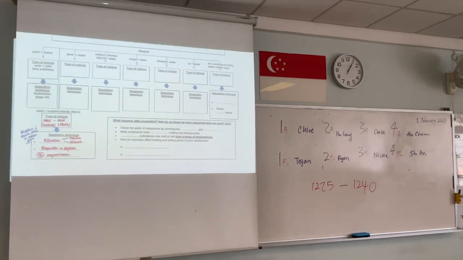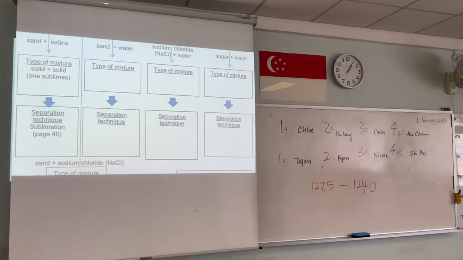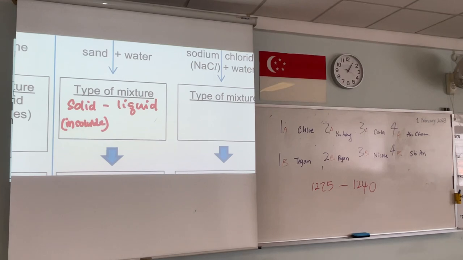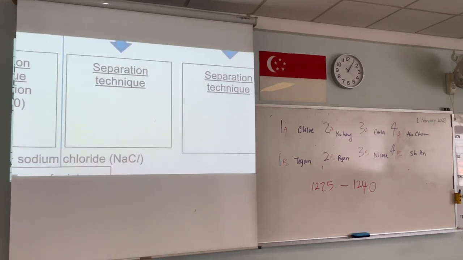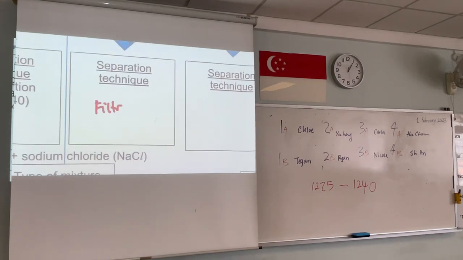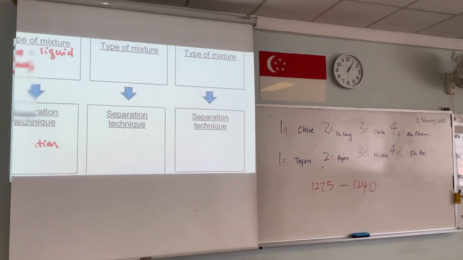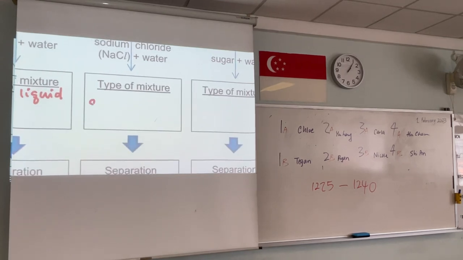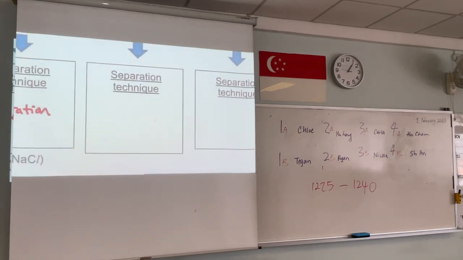Now let's move on to the next type of mixture, sand and water. Sand and water is a type of what kind of mixture? And what is so special about this solid? Insoluble. Good. Very simple, straightforward method to separate. Insoluble solid with a liquid, you will use? Filtration. Loud and clear. Next, sodium chloride and water. This is a solid-liquid mixture. What kind of solid is it? Soluble solid.